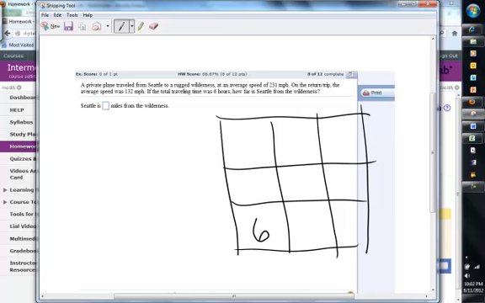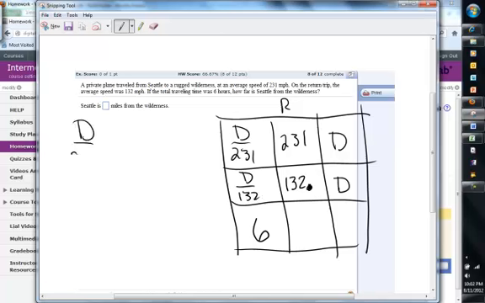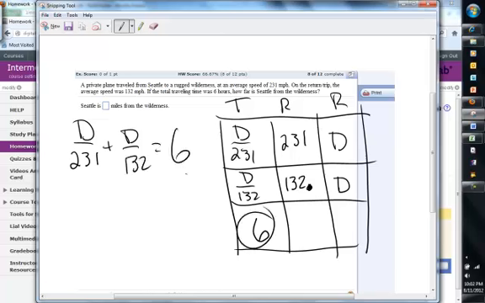Okay, so it says that the rate was 231 miles per hour, and the rate was 132 miles per hour. And let's call this the distance. So this would be d over 231. This is d over 132. So you add those two times together. Remember, this is the time, right? Plus d over 132. You're going to get 6 hours.